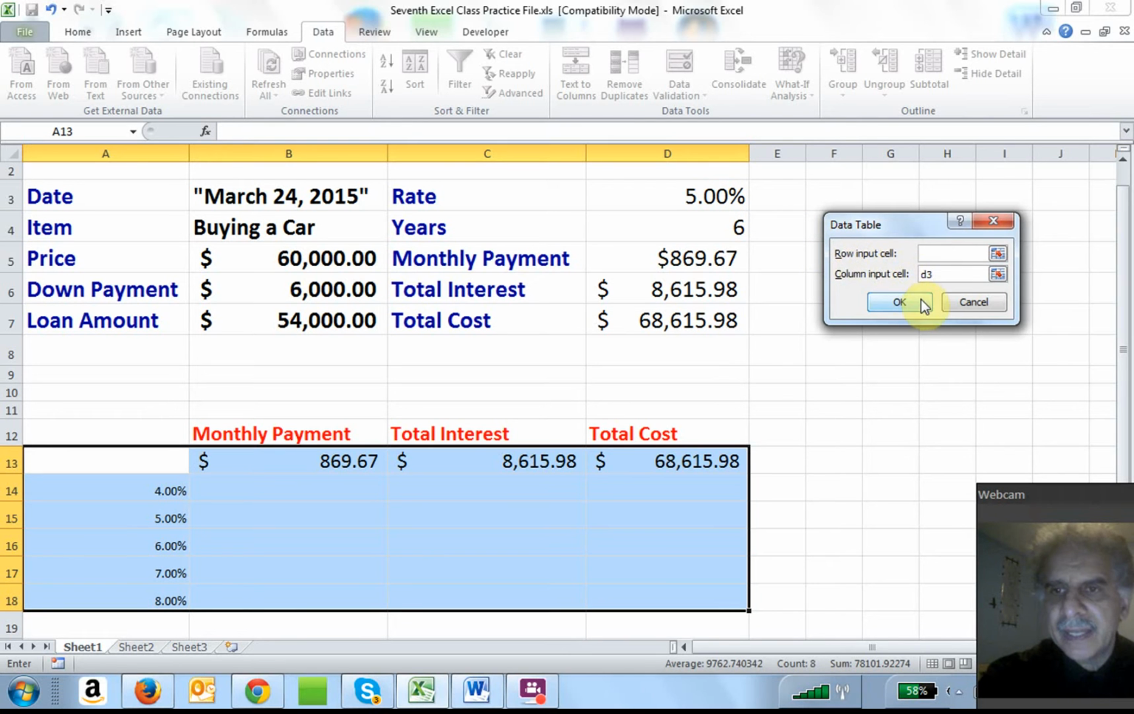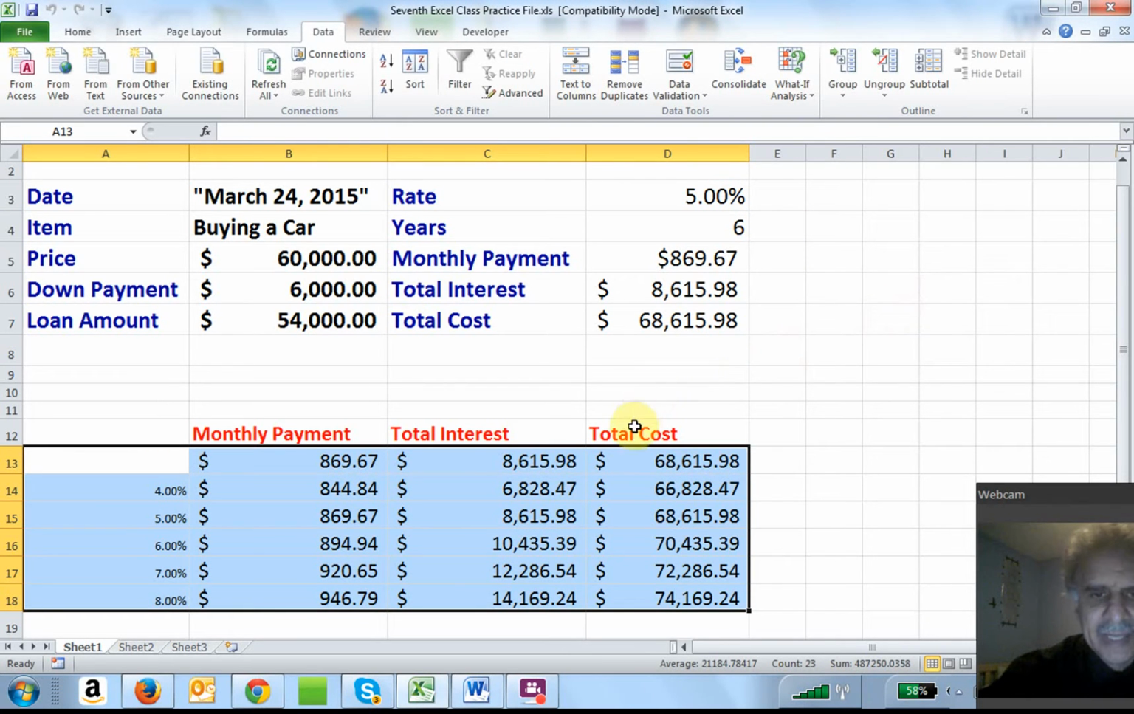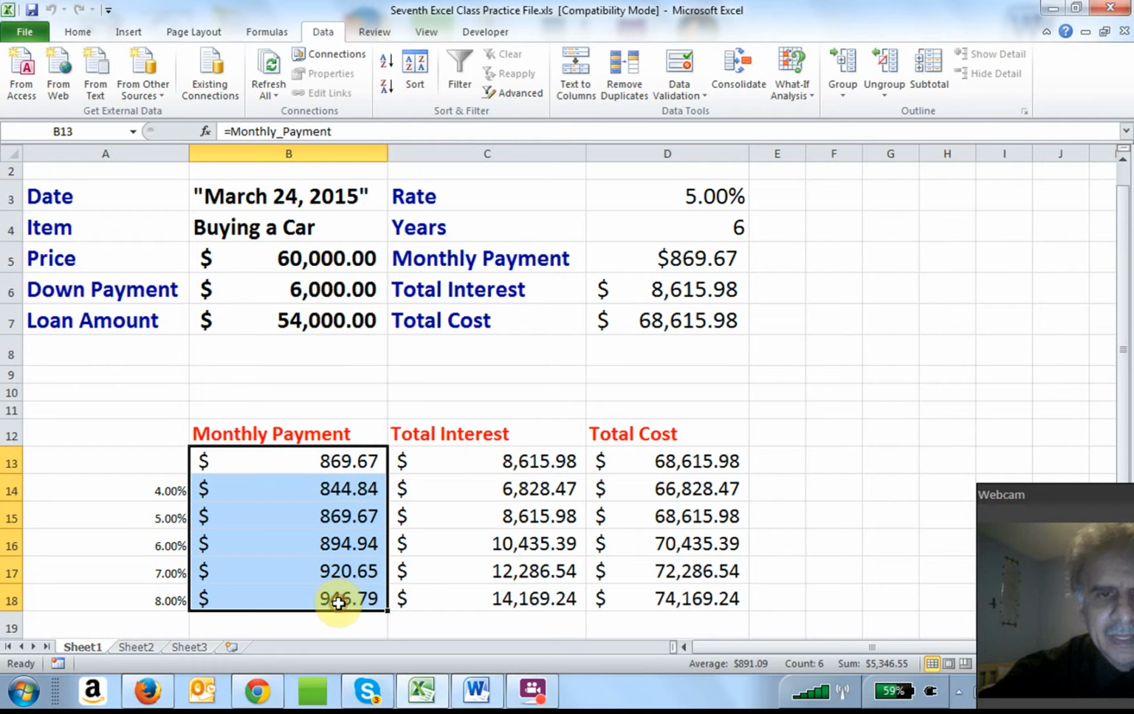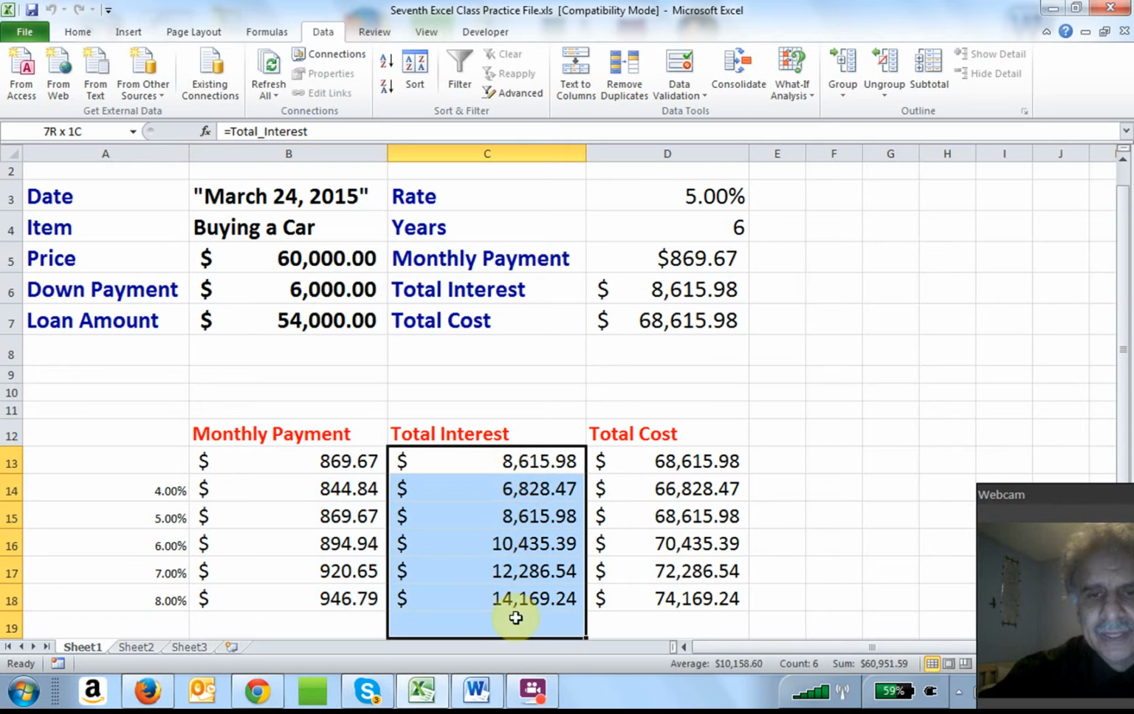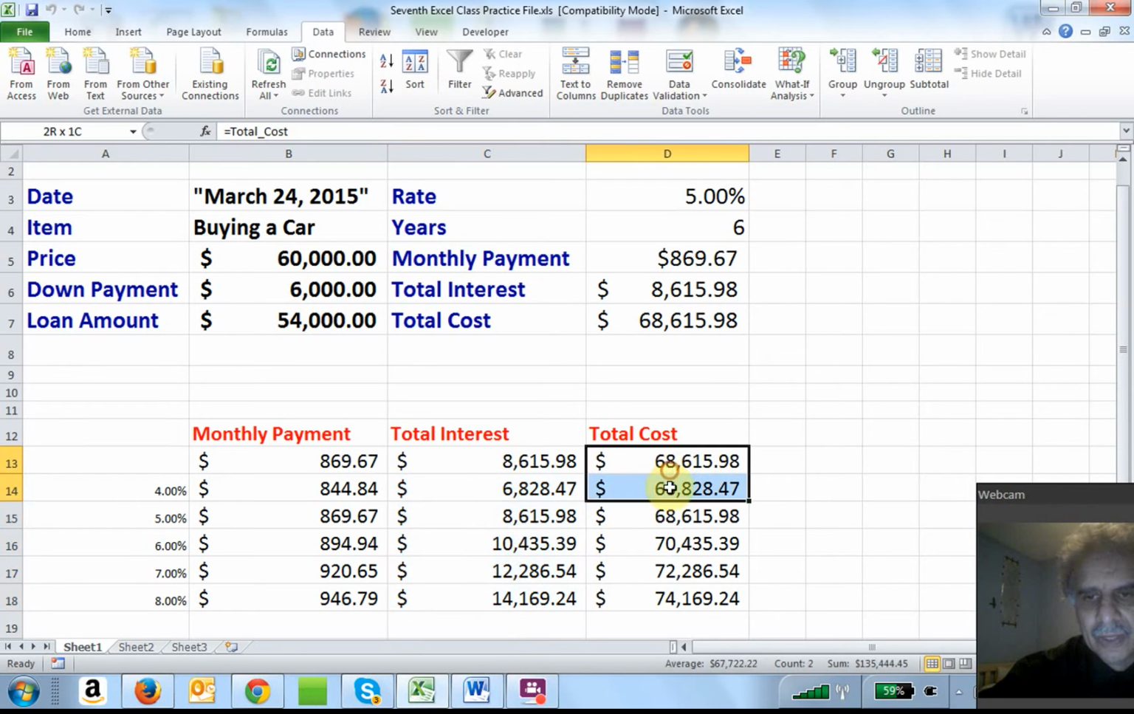So I'm going to put that there, and then right away I could see that all the values for monthly payment based on different interest rates would appear. If interest rate is 4%, it's going to be $844.84. If it jumps to, let's say, 8%, that monthly payment is going to jump to $946.79. The same is true for total interest and total cost of this loan. So a one variable data table would be used when I'm changing one variable, the interest rate.